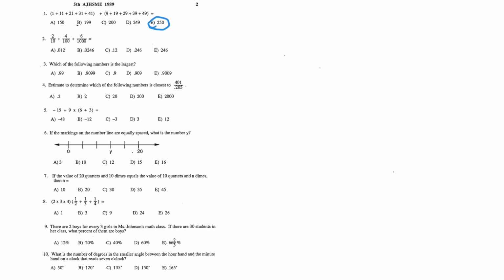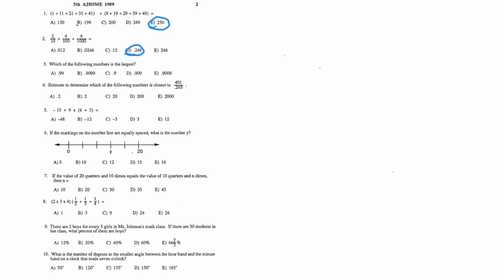Number 2. 2 tenths plus 4 hundredths plus 6 thousandths equals 2 tenths, that's 0.2, plus 4 hundredths, that's 0.04, plus 6 thousandths, that's 0.006. So add them together, that's 0.246. That's the answer D.